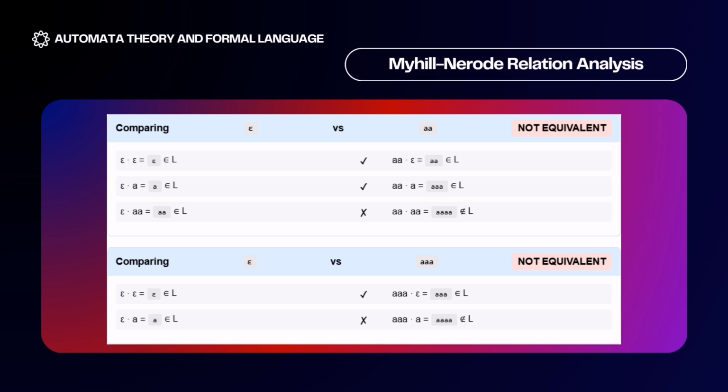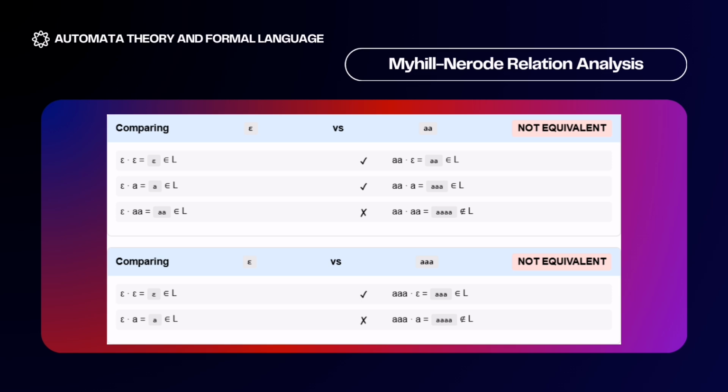So let's try testing the second one. Is epsilon equivalent with double A? Let's try adding double A as our ending z. Epsilon followed by double A is double A. Is double A in our language? Yes. Double A followed by double A is quadruple A. Is quadruple A in our language? No. So epsilon and double A are not equivalent.